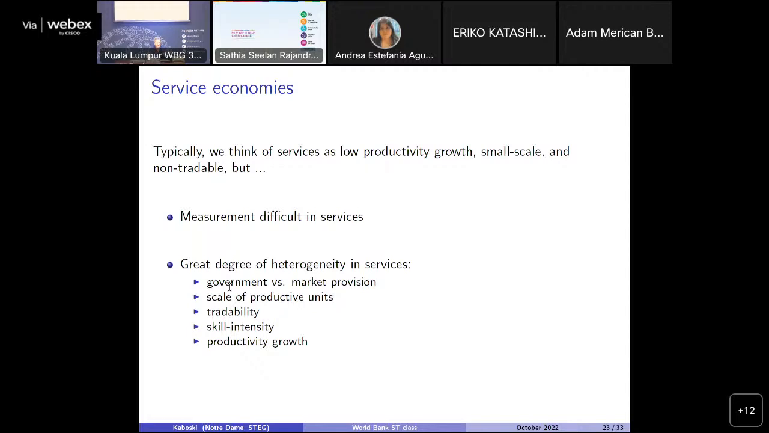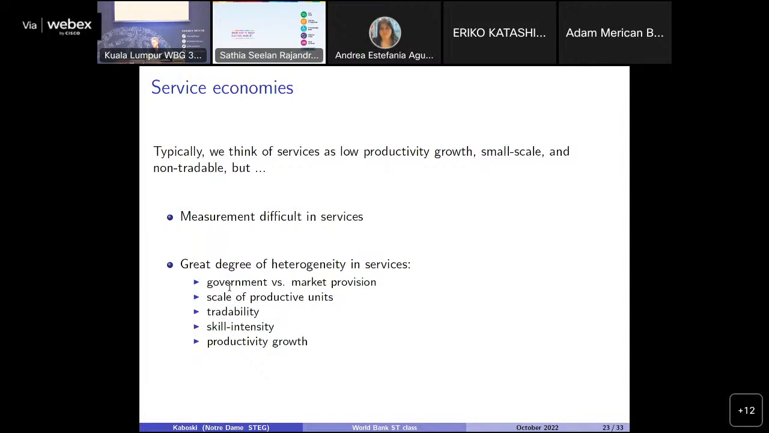Second, there's a great degree of heterogeneity in the scale of productive units. In the United States, the biggest establishments as an industrial sector are actually universities, which are a service, obviously. But the average number of employees of services, universities and hospitals, is larger than in manufacturing establishments on average in the United States. So you typically think of a Starbucks shop or something. It's going to be a much smaller scale than a manufacturing plant. But some of the largest plants are also the services.